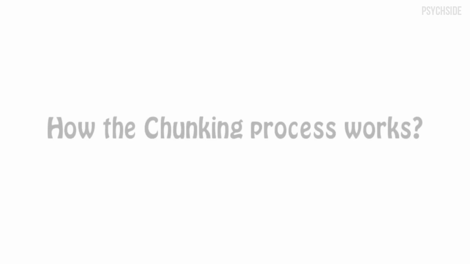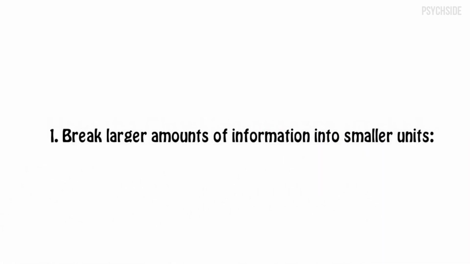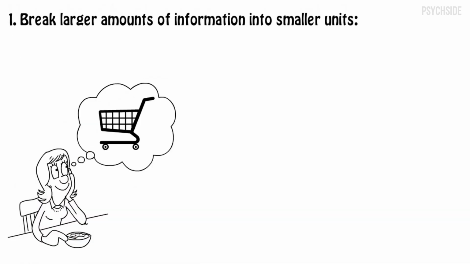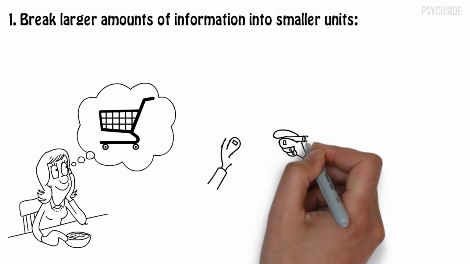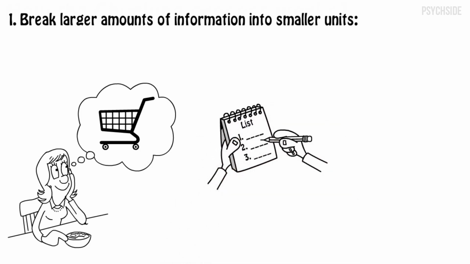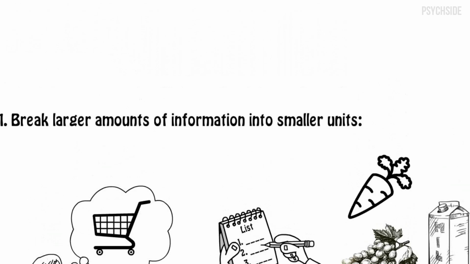How the chunking process works. 1. Break larger amounts of information into smaller units. For example, to remember items from a list, start by forming them into groups. A shopping list might be broken down into smaller groupings based on whether the items on the list are vegetables, fruits, dairy, or grains.